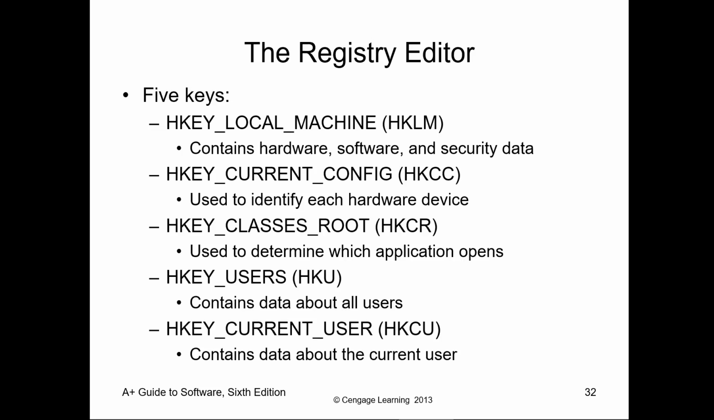So what is the purpose of the 5 HKEYs? Local Machine contains hardware, software, and security data. Current Configuration is used to identify each hardware device. Classes Root determines what application opens. Users is all data about all users. And Current User is just data about the specific user.